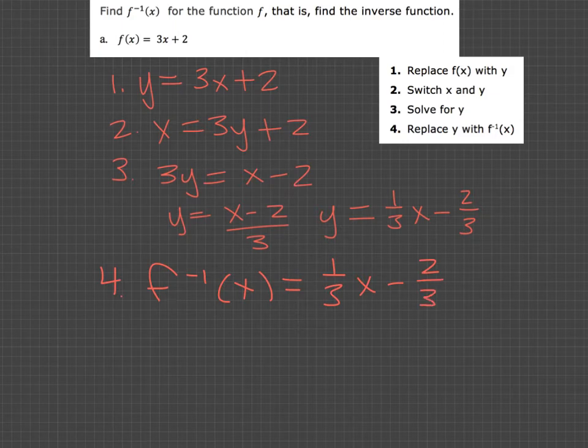All right, on another note, the domain for both f of x and its inverse, and the ranges of both of them, are negative infinity to positive infinity, because those are linear functions.